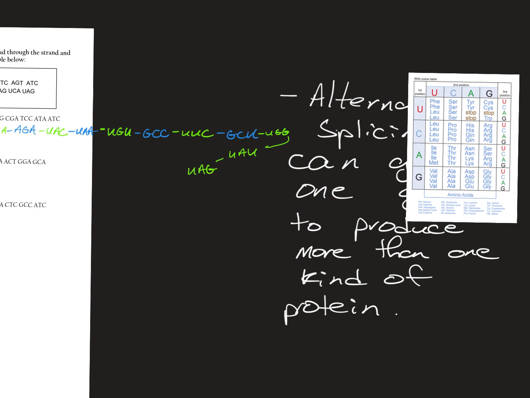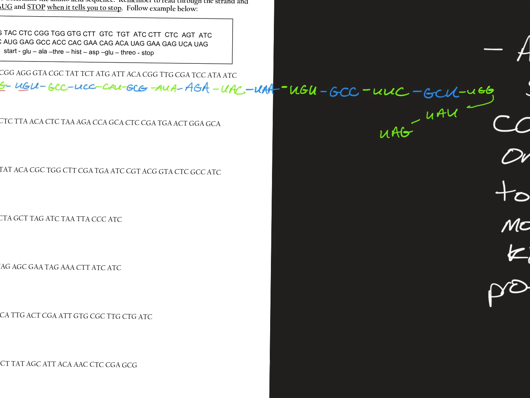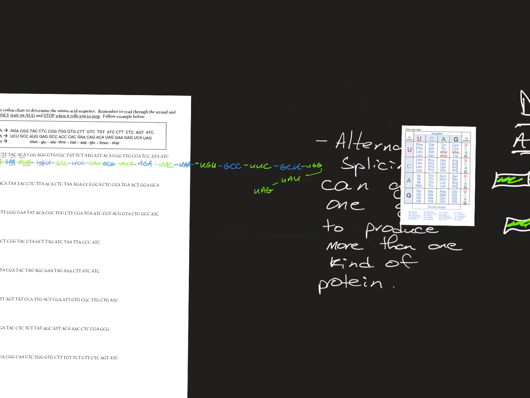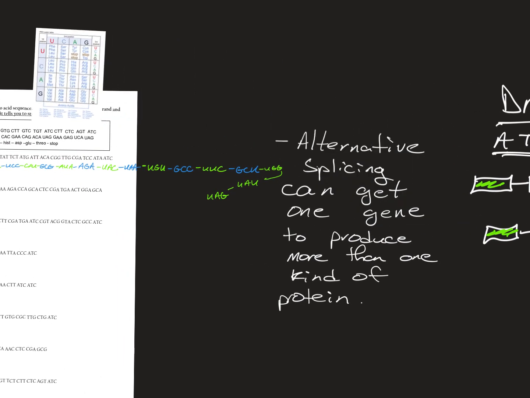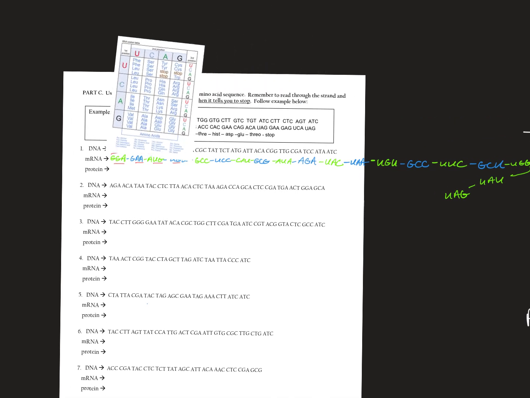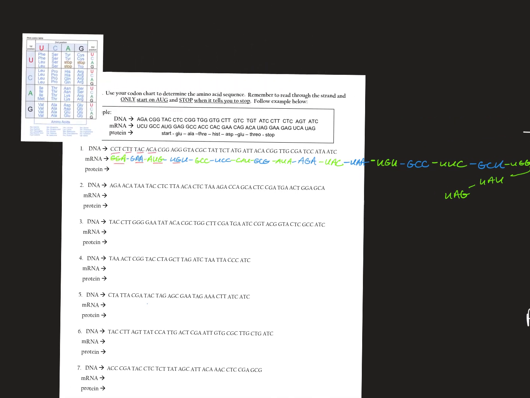UAG. And that's it? So that would be the mRNA. I had to twist it around so much. But now we have to take that and turn it into an amino acid chain, because that's RNA. That's where we went from DNA to RNA. That's transcription. But when we want to go from RNA to protein, that's translation. So now we're going to take that mRNA and turn it into an amino acid.